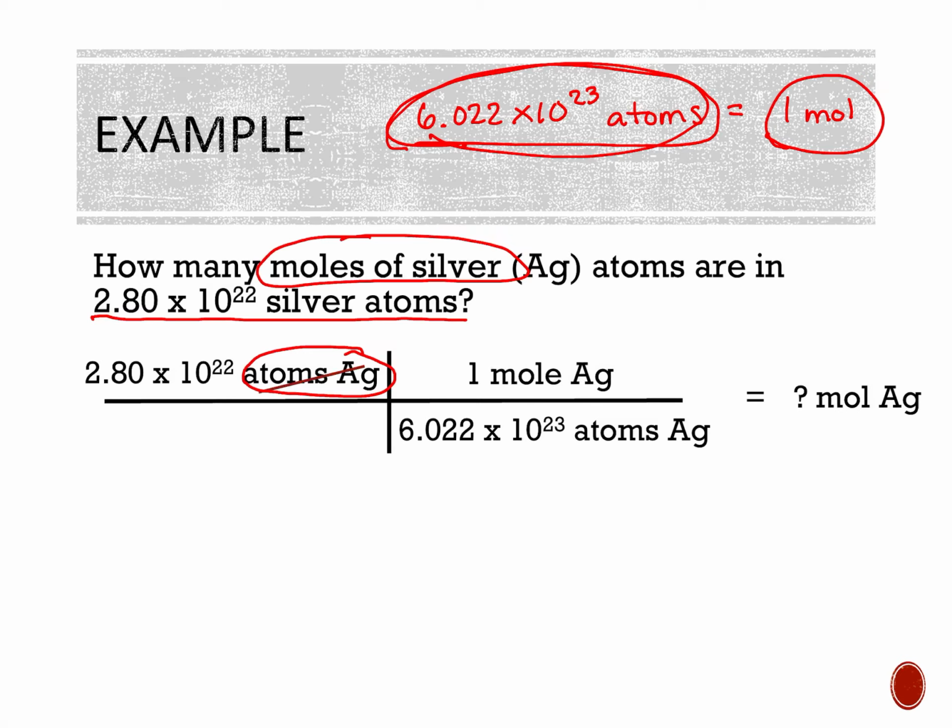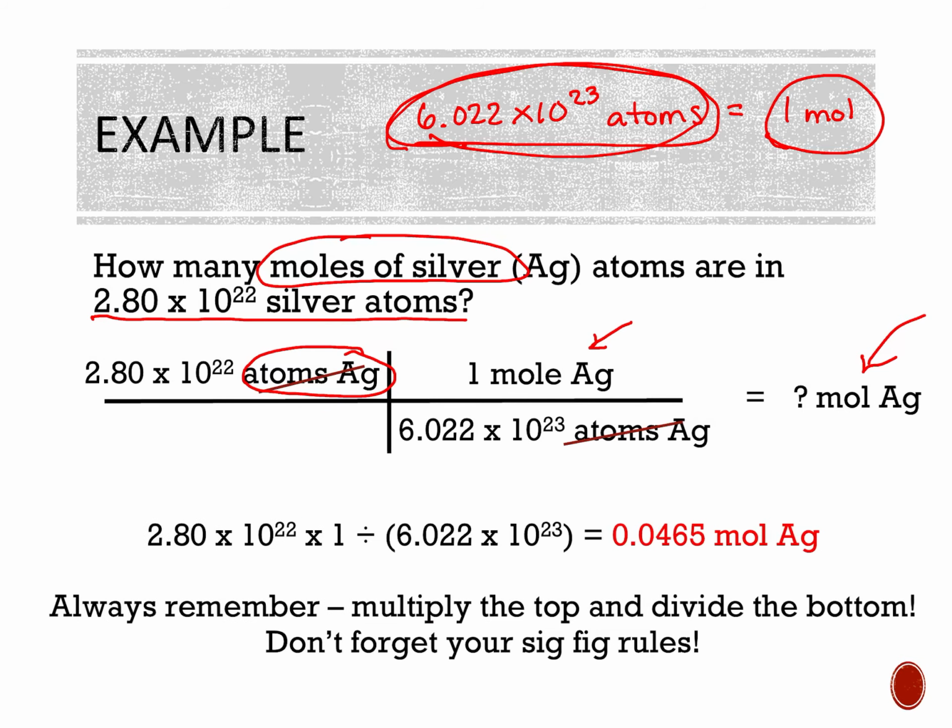Now, to double check, our atoms of silver cancels our atoms of silver, and we are left with moles of silver on the top, which is what we are trying to find. So that's how we know that we are done making this train track, when the unit in the top right equals the unit that we were trying to find.